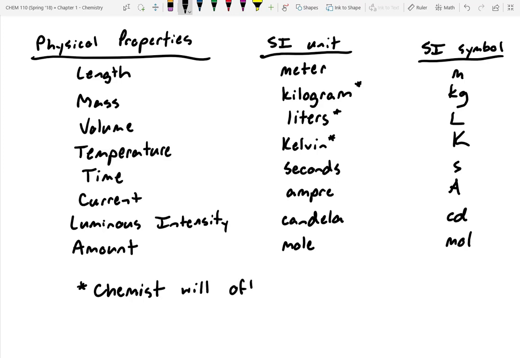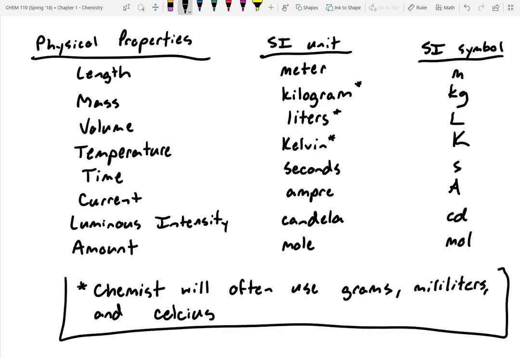Let's go down here, and then we'll say chemists will often use grams, milliliters, and Celsius. So we do kind of break the rules a little bit with the SI units. Does that make sense?